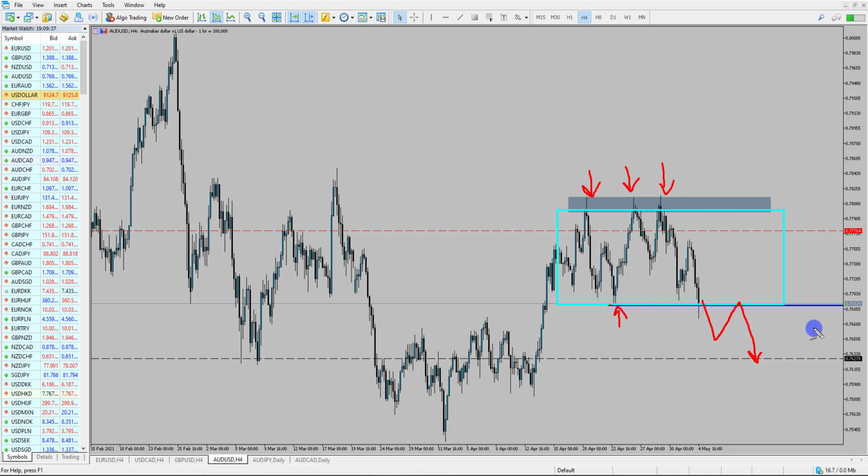Alternatively, what we need to see here is price break out of this range in order to be on the side of selling the Australian dollar against the Canadian dollar.